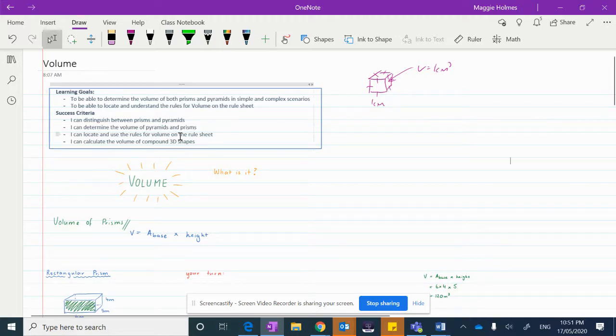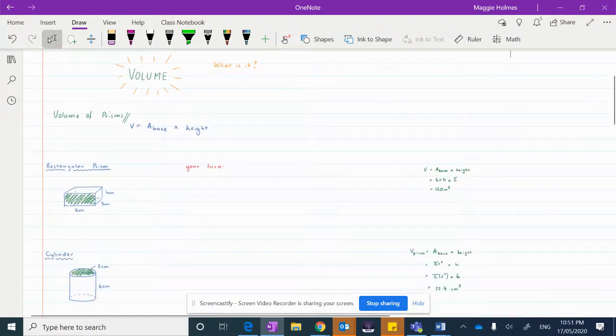We've got some learning goals and success criteria here, talking about the difference between prisms and pyramids, the rules that we use for volume, and we'll look at some simple and some complex examples in this video. Our basic rule for the volume of prisms is it's the area of the base times the height. Now we'll get a little bit more into detail of that.